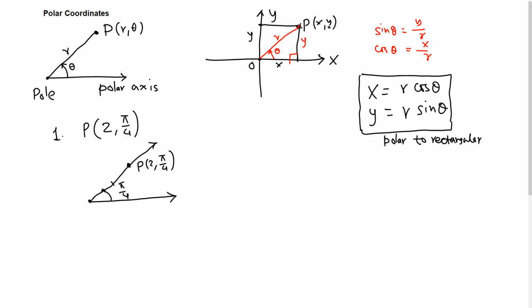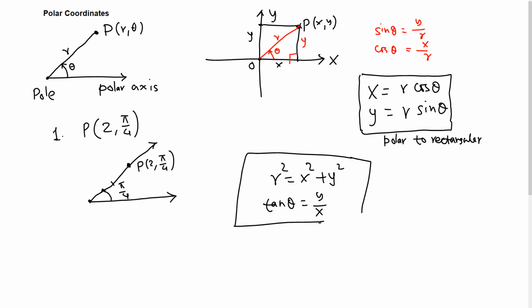These are the formulas to change polar to rectangular. But if x and y are given, then how do we find theta and r? This is a right triangle. Using the Pythagorean theorem, r squared is x squared plus y squared, so r is the square root of x squared plus y squared. And y over x is the tangent, so tangent theta equals y over x. These are the two relations we use to find r and theta.